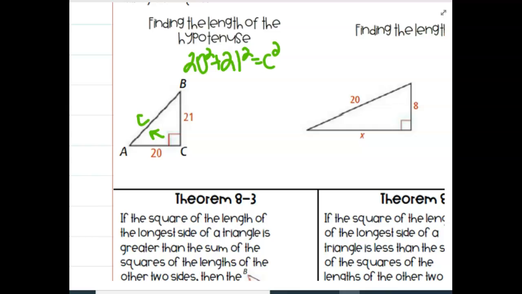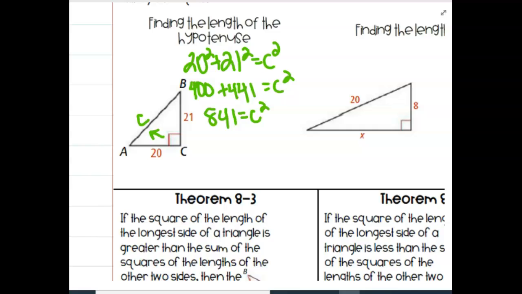Now, the Pythagorean Theorem is really simple, but there are some really common mistakes that students make. You have to square these first. You have to take 20 squared, which is 400. You have to take 21 squared, which is 441, and set that equal to C squared. Keep in mind that the whole point here is that I'm trying to solve for C, not C squared. But before I can do that, I need to add these together. 400 plus 441 gives me 841 equals C squared.